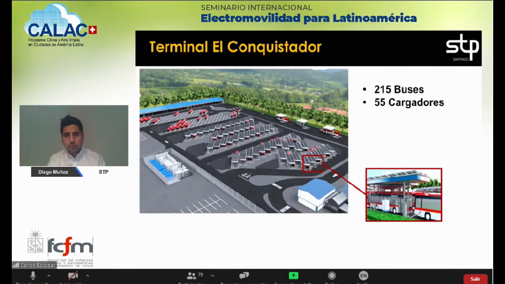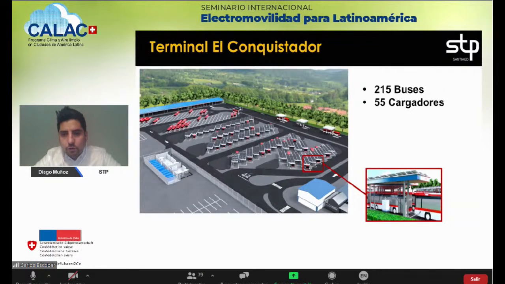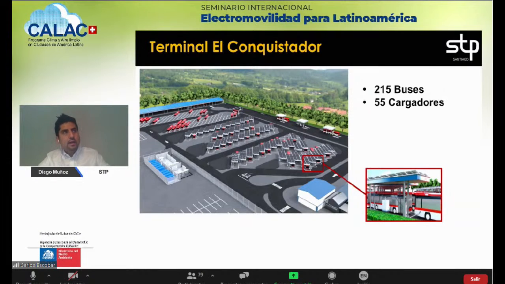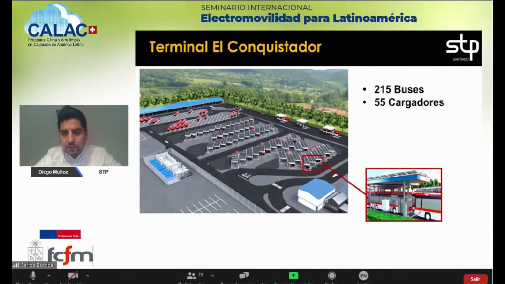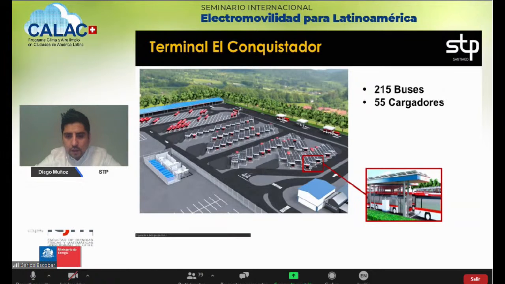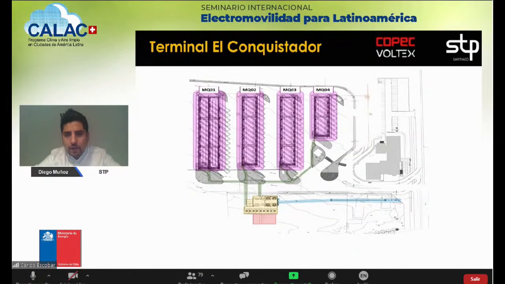Now, taking the experience of Juanita terminal, which is small, we decided to implement, of course, in a very large terminal, 215 electric buses, Foton, with 55 chargers. Because of the experience of Juanita, we didn't want to have this backward parking maneuver. So what did we suggest? That the operation was in only one direction, and we can see the chart here in red.